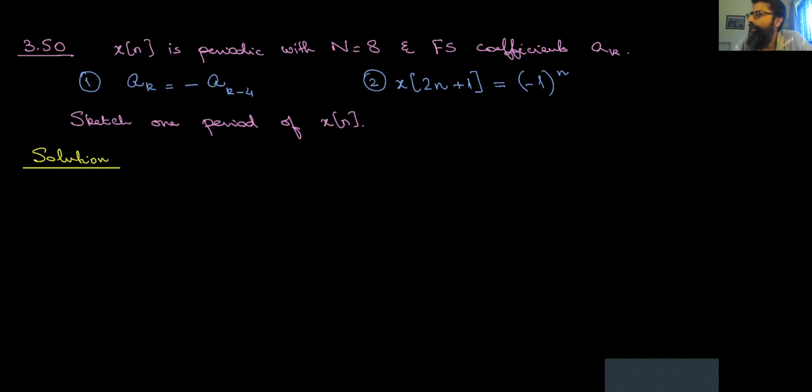Okay. So it's not that hard of a problem if you really think about it. There are only two conditions given to you, so actually three conditions. x of n is periodic with period n equals 8, and the Fourier series coefficient a sub k satisfies a sub k equals minus of a k minus 4. And another condition given is x of 2n plus 1 is minus 1 raised to power n. You're required to determine x of n, sketching x of n for one period. So first of all, let's see what this translates into.